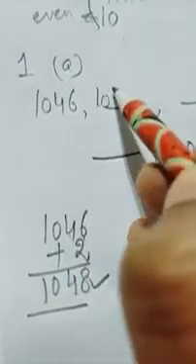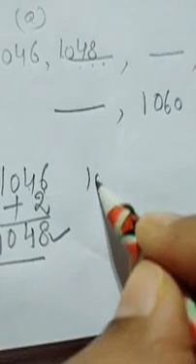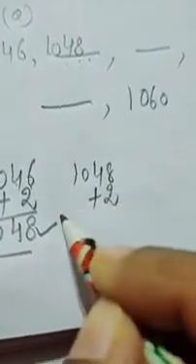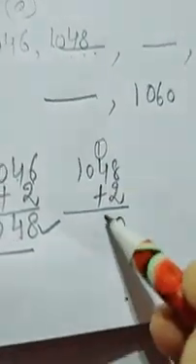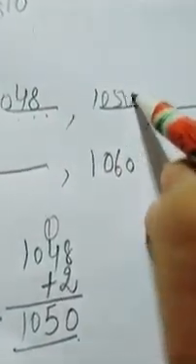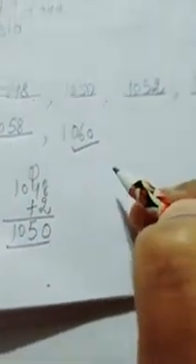So what will be in the first blank? 1048. Now when we add 2 to 1048, we get the next number. 8 and 2 is 10, 1 carry, 4 and 1 is 5, here 0, here 1. We get 1050. Next, when we add 2, we get 1052. Then we get 1054, then 1056, then 1058, and then 1058 plus 2 gives 1060.